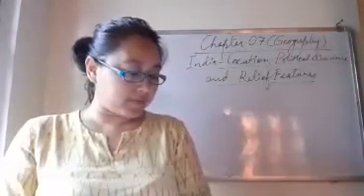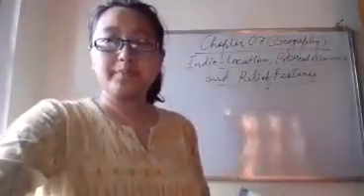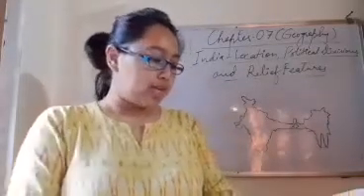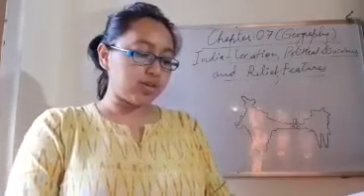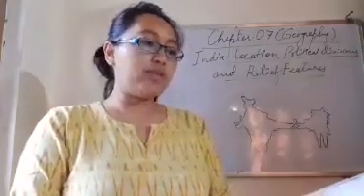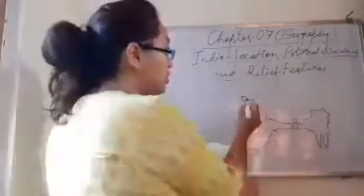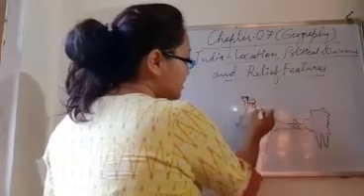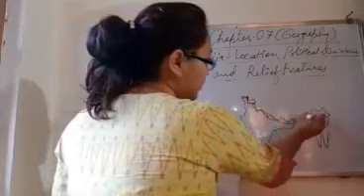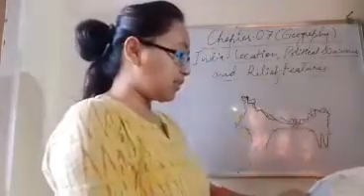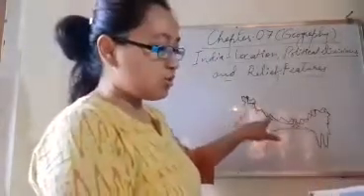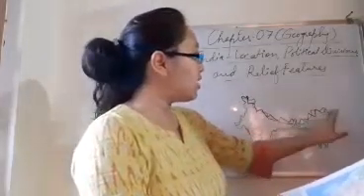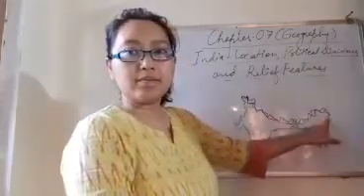So let's talk about the northern mountains. Along the entire length of India in the north lies the northern mountains. These arc-shaped ranges stretch from the Pamir Knot in the northwest to the frontiers of Myanmar in the east. So this stretches like this, from this Pamir Knot in the northwest to the frontiers of Myanmar. So here we have Myanmar in the east, right?